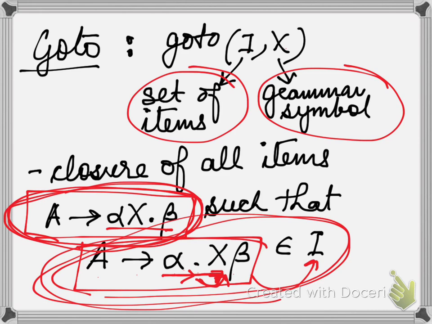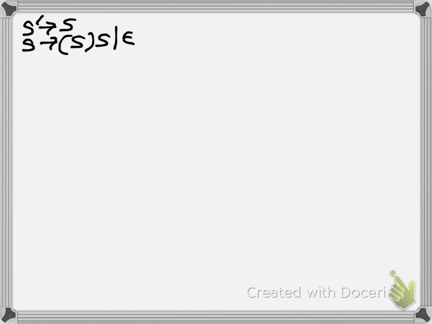So let us see this with an example. With our augmented grammar, let us start with the first set. I want to construct the closure of the augmented start symbol with a dot in the beginning, so S' derives dot S. Now I have to construct the closure of this set, the closure of I0.